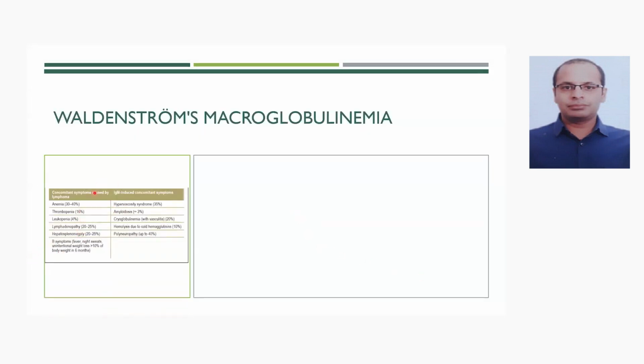So Waldenstrom presents with anemia very commonly or hyperviscosity-like syndromes. Other presentation can be in the form of neuropathy or cryoglobulinemia. Patients may have hepatosplenomegaly on examination or anemia-related symptoms. And occasionally, they can have B symptoms, which portray a high risk feature.